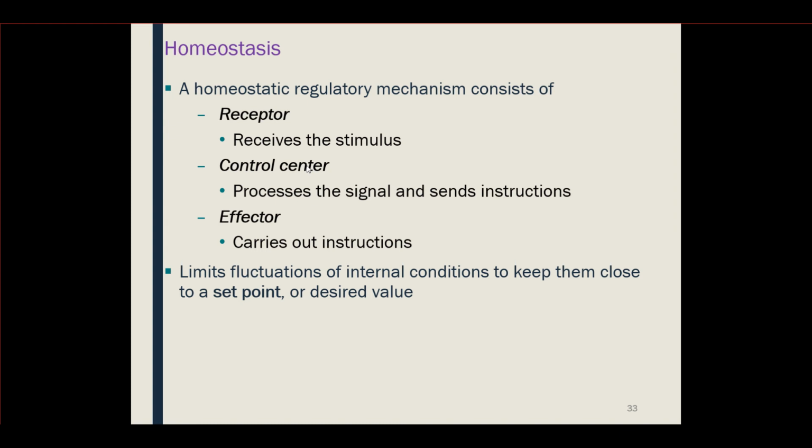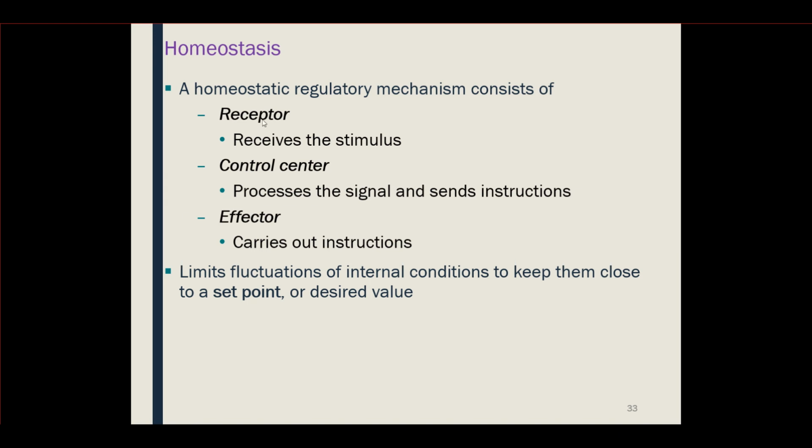All right, so this is the same thing that happens in our body. These receptors, control centers, and effectors limit the fluctuations. They keep them close to a set point that we've established, right? The set point for body temperature is 98.6. The set point for blood pressure is about 120 over 80. Your room temperature, whatever you keep it at, 70 or 72, would be a set point inside your house, as an example.